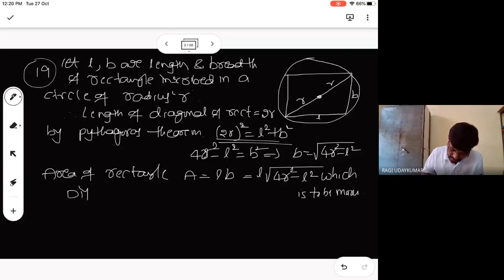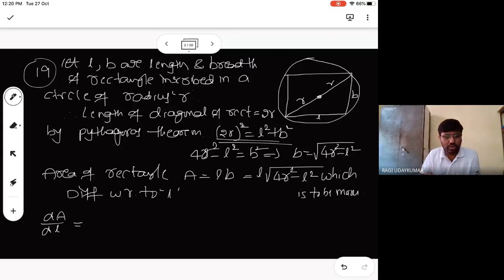Differentiating with respect to L. So what do you get here? dA by dL is equal to dA by dL of L times the square root of 4R square minus L square. Apply the UV method. The derivative of L with respect to L will be 1. So under root of 4R square minus L square plus L will be as it is.